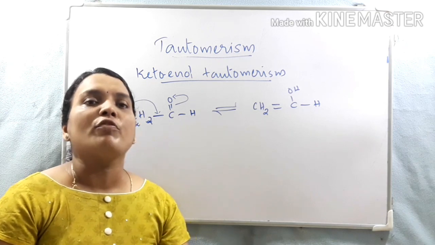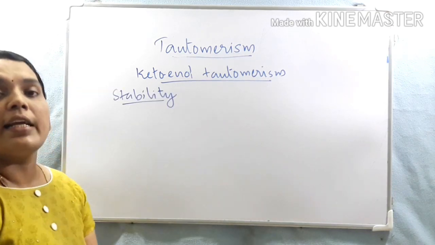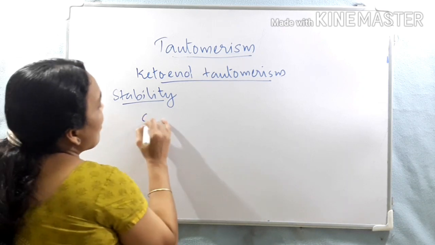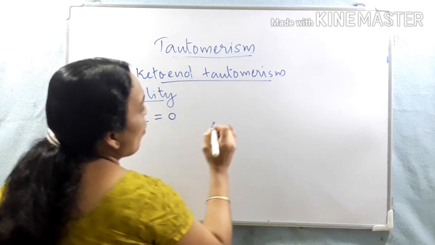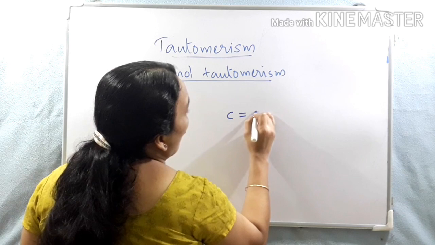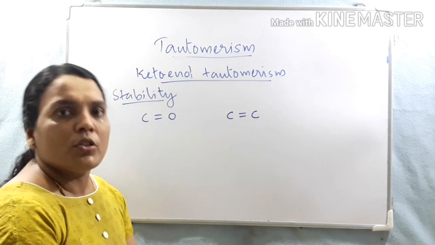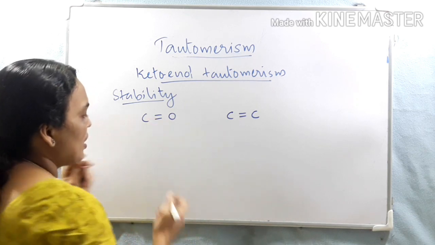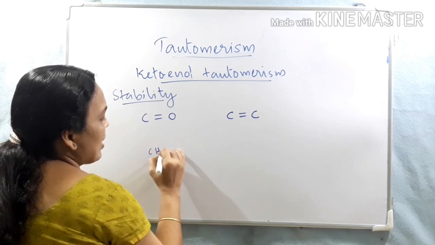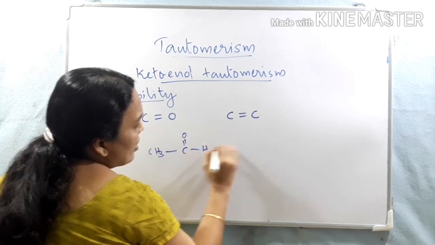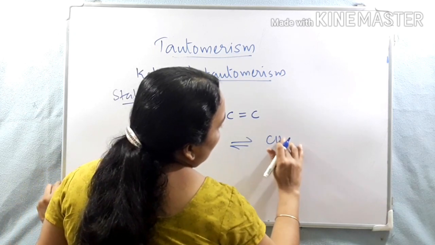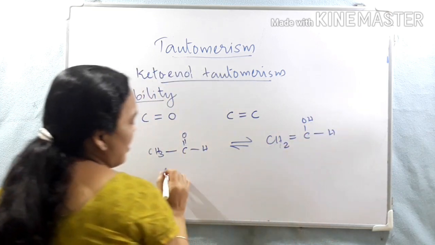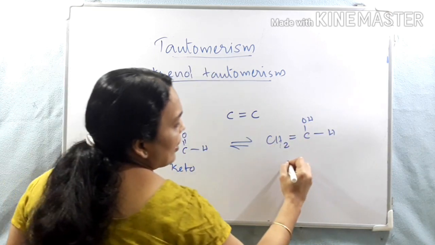So this is due to the migration of alpha hydrogen between 3 polyvalent atoms, a triad system. Let us see the stability of keto form and enol form. Generally, keto form is more stable than enol form because a carbon-oxygen double bond is more stable than a carbon-carbon double bond. So that is why in most cases keto form is more stable than enol form. In the previous example that we observed, CH3COH and CH2 double bond COH, this is keto form and this is enol form.